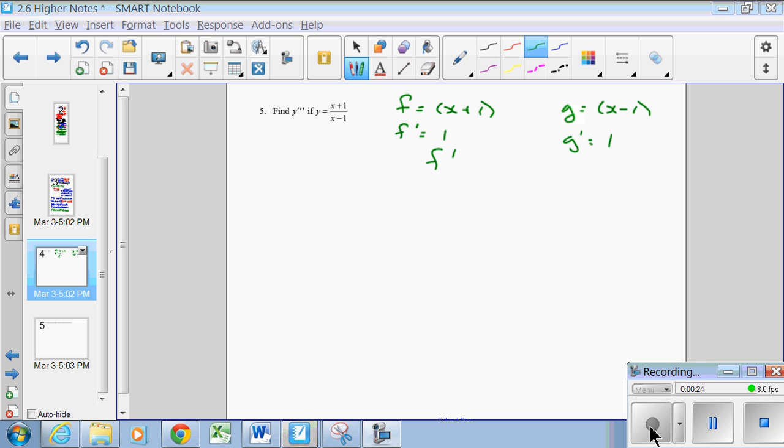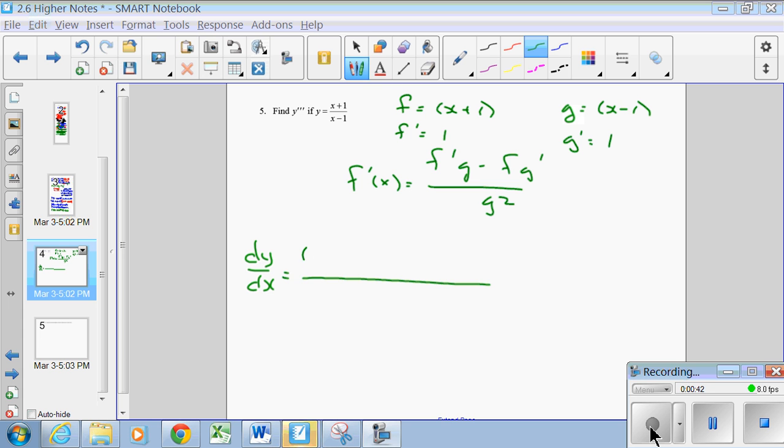So when we go to plug things into our quotient rule, it's going to actually be a fairly nice function to work with. So if we say we've got y prime, we'll start off with dy dx equals f prime, which is 1, times g, which is x minus 1, minus f, which is x plus 1, times g prime, which is also 1, and all over x minus 1 squared.